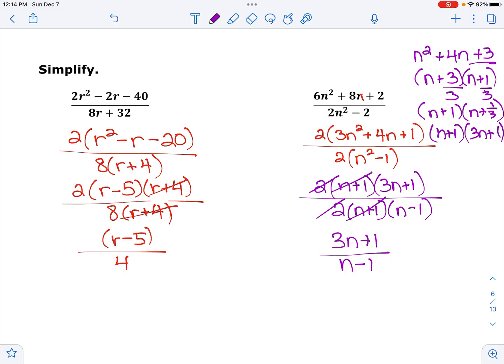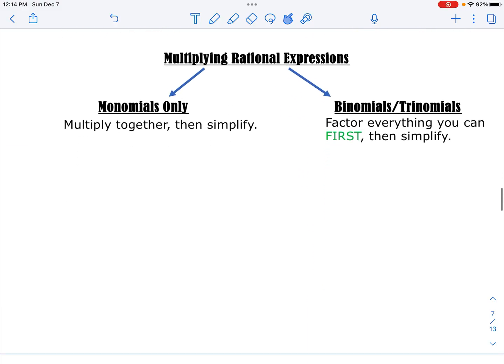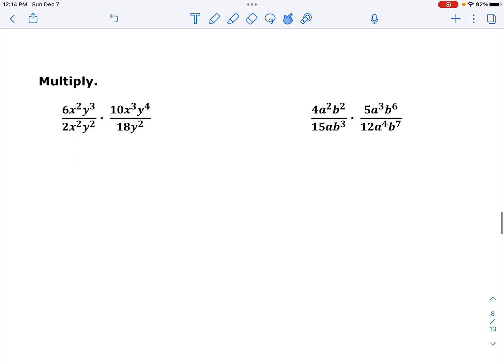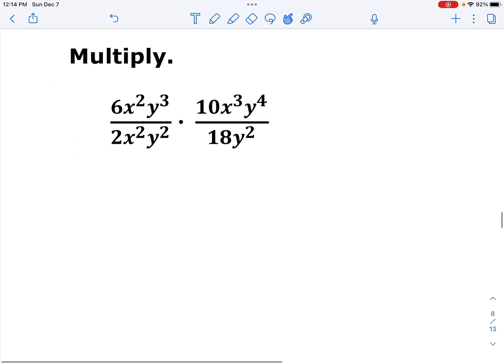Okay, so that's simplifying. Let's talk about multiplying and dividing. Multiplying rational expressions, if there's monomials only, you're simply going to just multiply them together and then simplify. If there are binomials and trinomials, you're going to factor everything you can first, then simplify, sort of like what we just did. Okay, so this says multiply everything together.